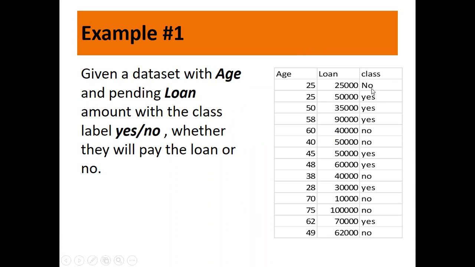So the class label says whether the loan will be paid or not. It is age and the loan he is supposed to pay, and whether the chance of him making the loan payment is yes or no. This is my data set. So, given a data set with age and pending loan amount with the class label yes or no, whether they will pay the loan or not, let us apply SVM classification to this. We'll go step by step and see whether we can train our model.